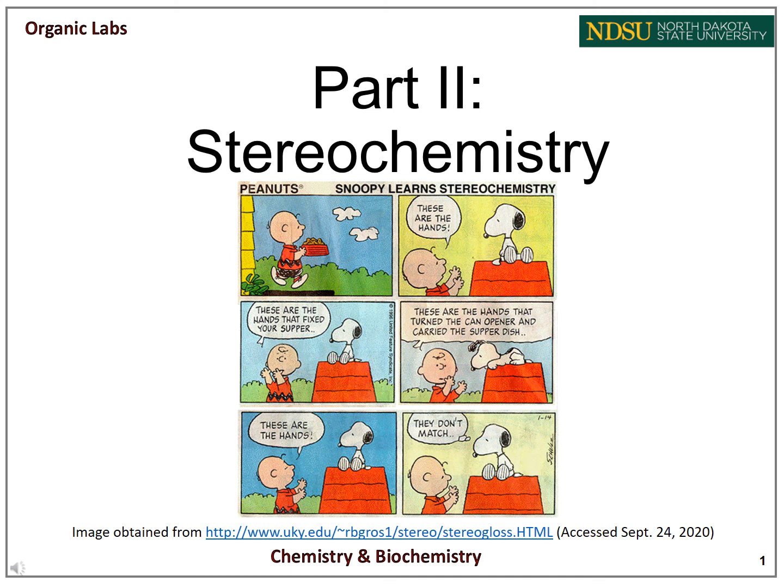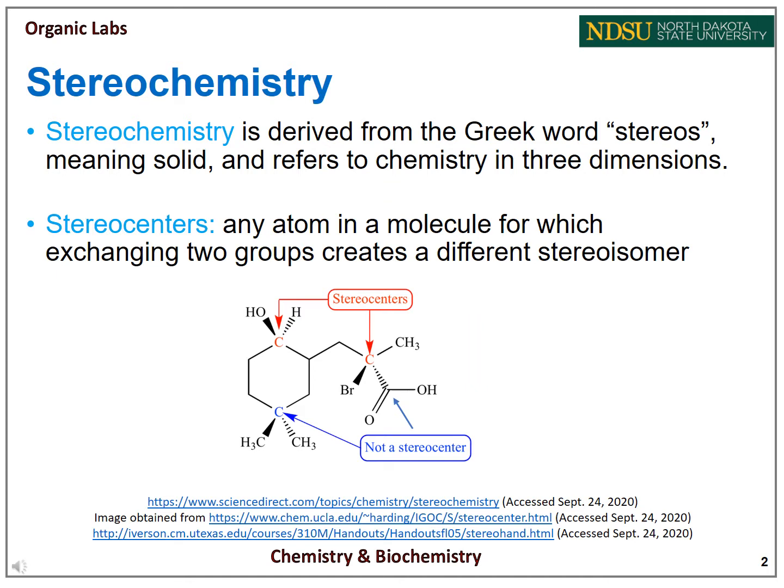In the second activity this week, we'll be gaining a better understanding of stereochemistry through completing a series of stereochemistry stations. But let's begin by looking at what stereochemistry is. Stereochemistry is derived from the Greek word stereos, which means solid, and it refers to chemistry in 3 dimensions. So when we're talking about stereochemistry, we are looking at the ways that atoms are connected in 3-dimensional space.